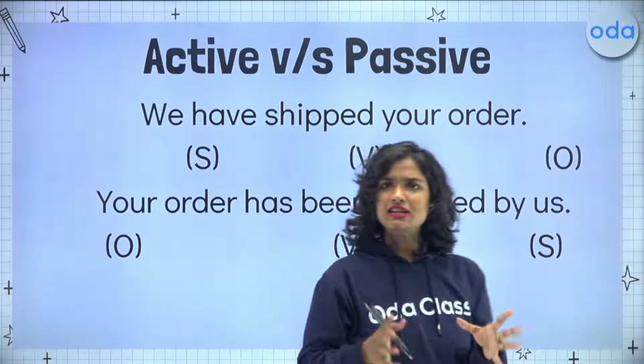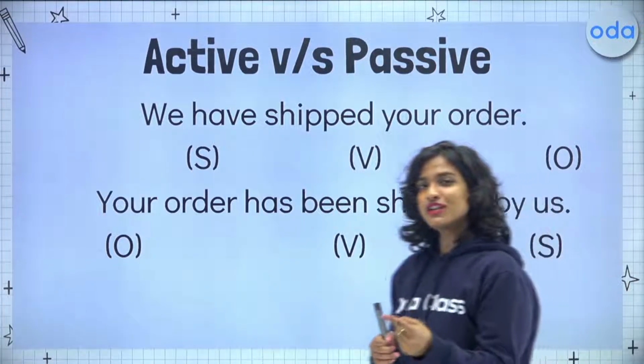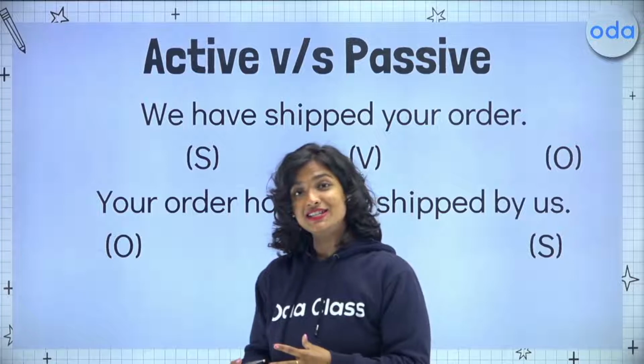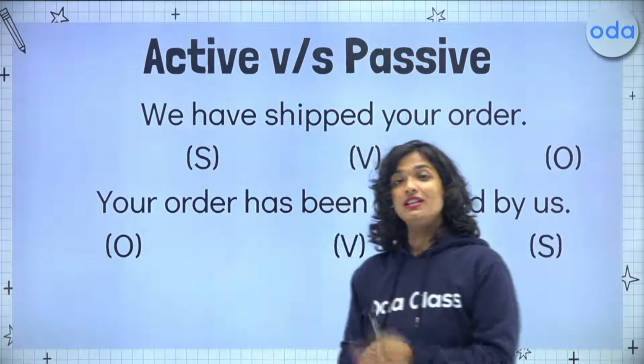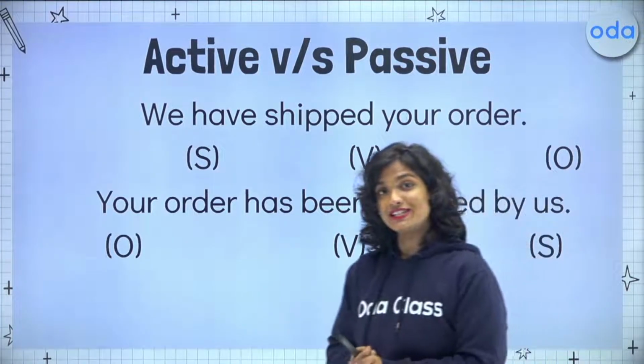So that is the key difference, students. In active voice, the subject performs the action. In the passive voice, the subject receives the action.